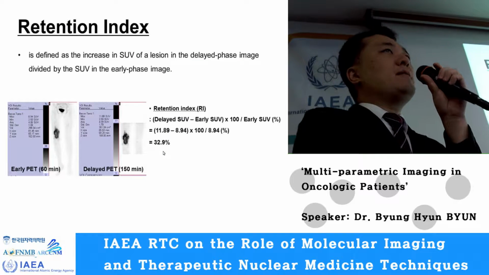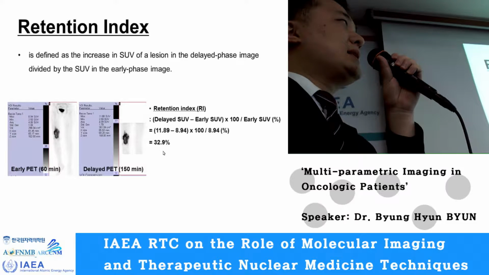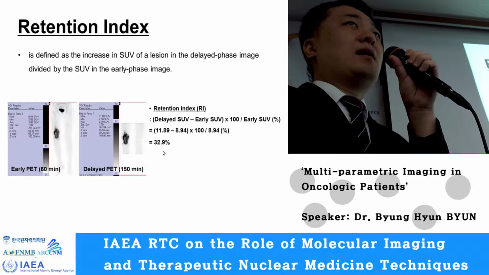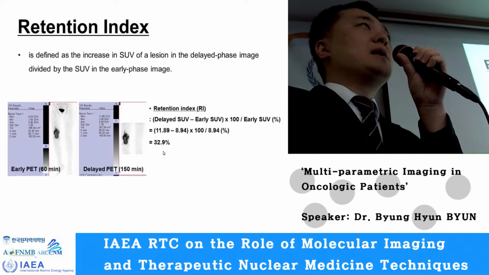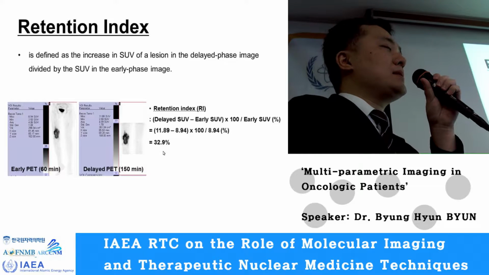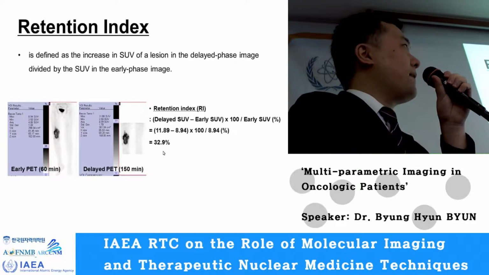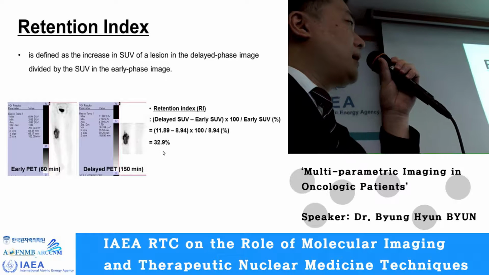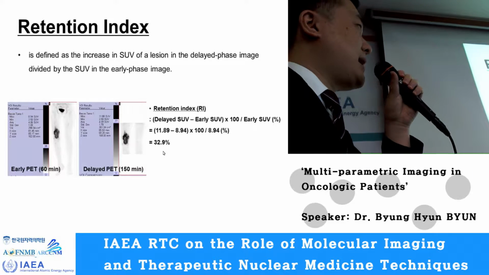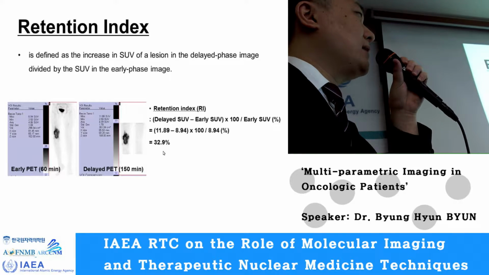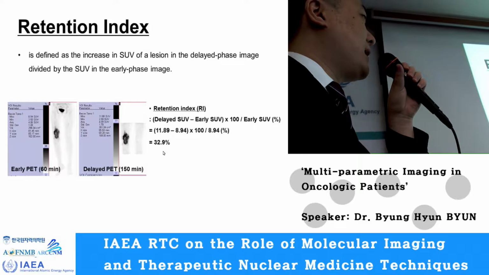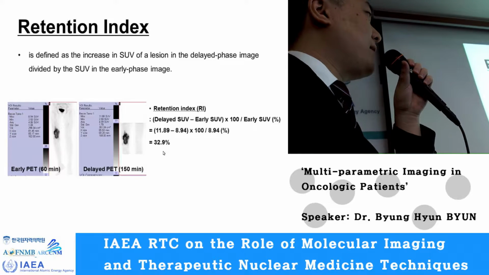Yes, SUV and MTV or TLG are very popular in clinical studies, but researchers have studied many other parameters in PET. One of them is the retention index. Retention index is defined as the increase in SUV over the region in the delayed phase imaging divided by the SUV in the early phase imaging.